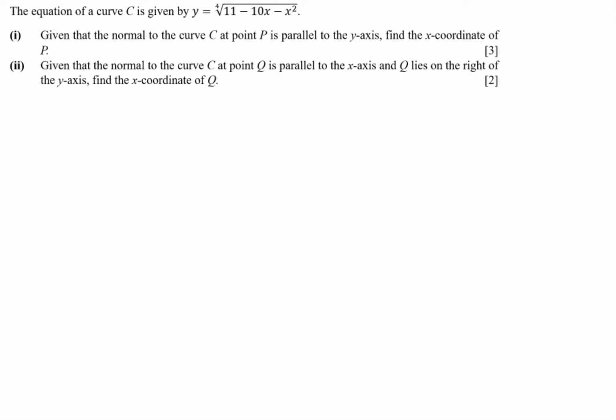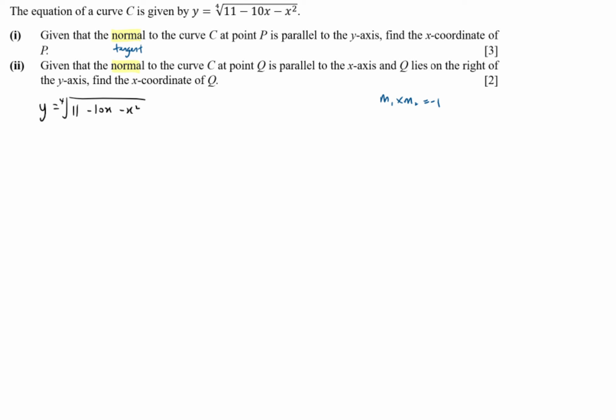This is a question on applications of differentiation, tangent, and normal. It is given to us that the equation of the curve is the fourth root of 11 minus 10x minus x squared. How do you know that this is a differentiation question? It is given to us that the normal of the curve. Normal is closely related to the word tangent because of the relationship m1 times m2 equals negative 1. So you may think of this as a coordinate geometry question or differentiation.